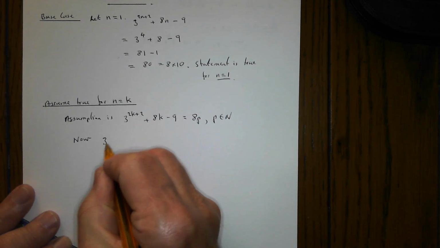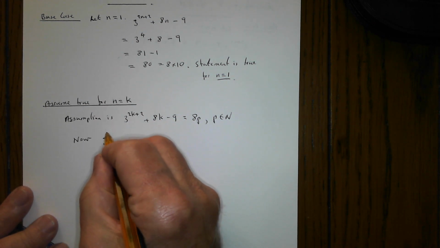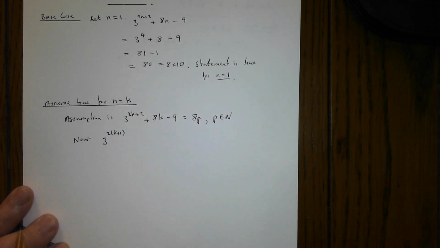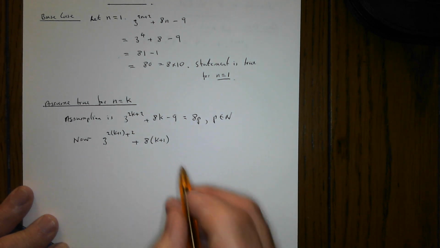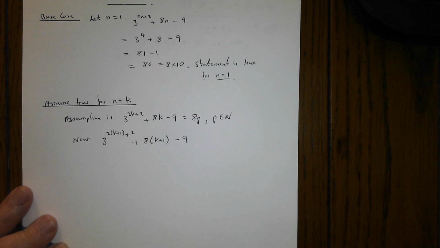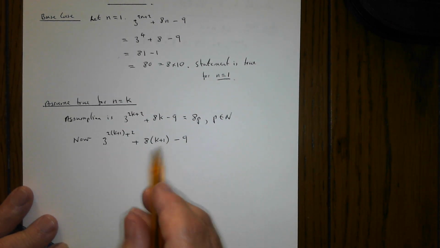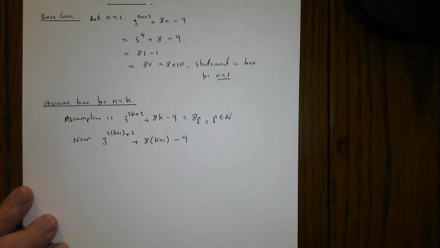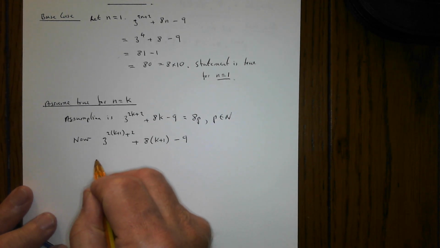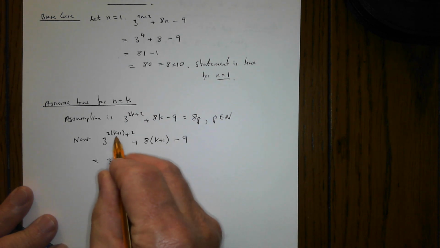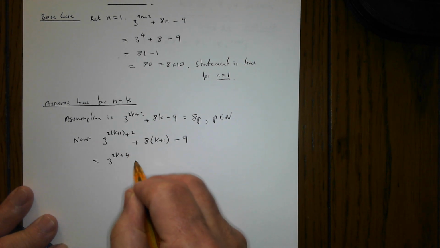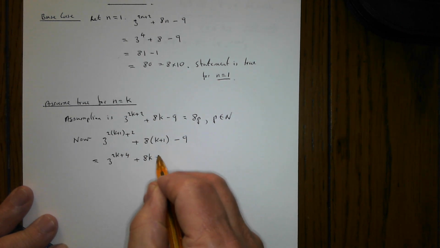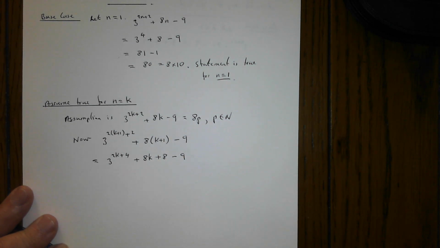So 3 to the 2k plus 1, substituting k plus 1 for n, plus 2, plus 8 times k plus 1, minus 9 will be the value of our expression when n equals k plus 1. So what we now do is write that as 3 to the 2k plus 2 plus 2, that is 3 to the 2k plus 4, plus 8k plus 8 minus 9. So we get that.